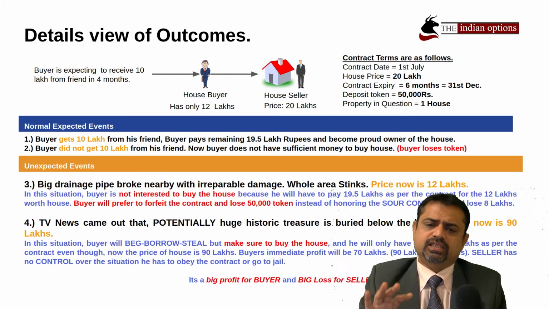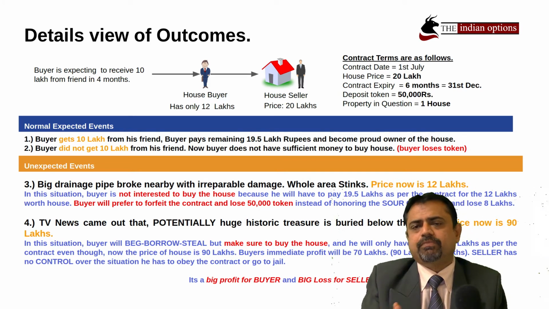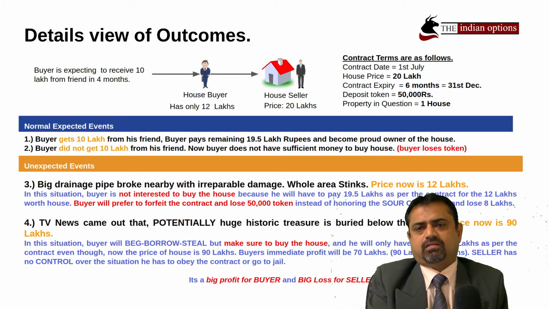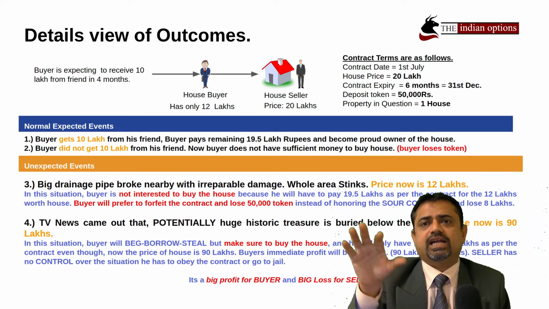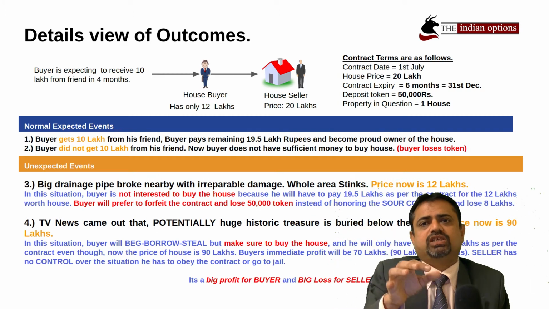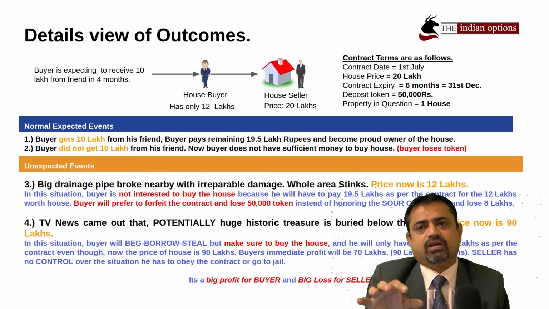Now in this scenario, there is a big profit for the buyer. Technically, what has happened is the buyer has paid only 50,000 rupees, but now he has got a house of say 90 lakh rupees and a potential profit of say 70 lakh rupees.